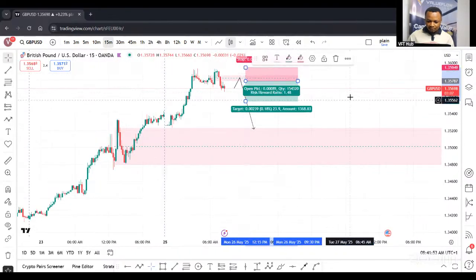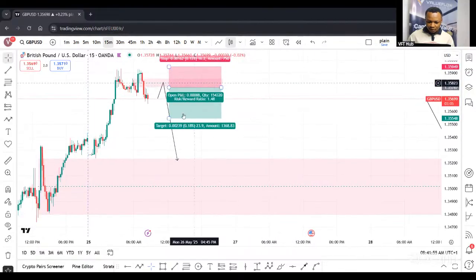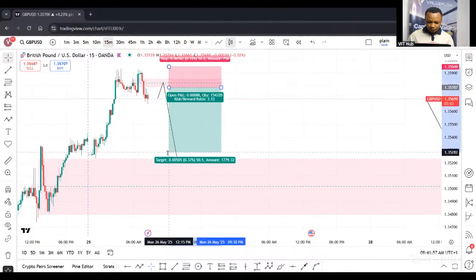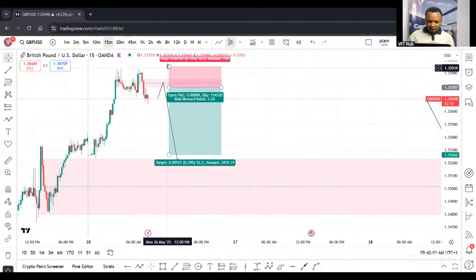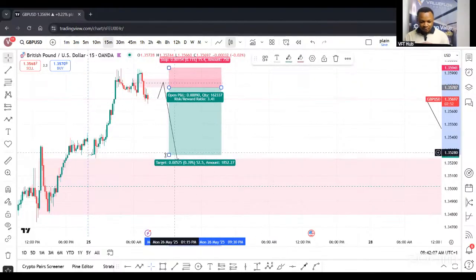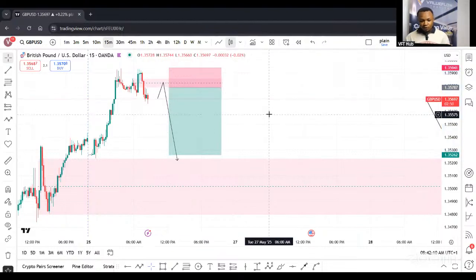So let me make it clear. Okay, so this is about 50 pips. Target stop loss about 16 to 15 pips, 15 pips here. So stop loss is 15 pips, take profit is 52 pips for GBP USD.